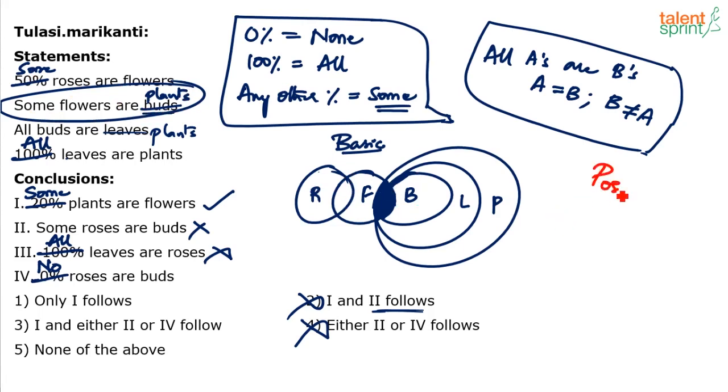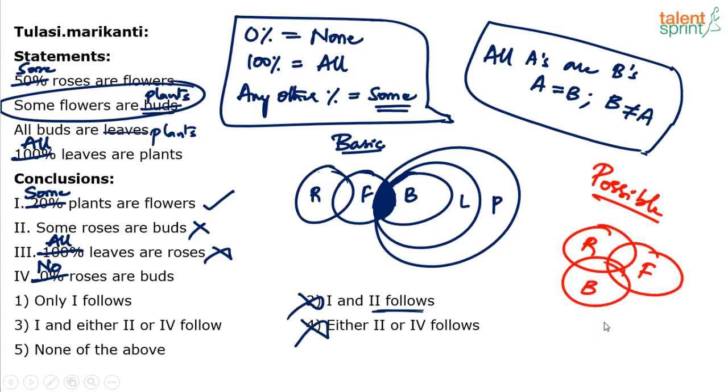But there is another way of drawing this. What does it say? Some roses are flowers. Roses and flowers. And some flowers are buds. Can you not draw some flowers are buds in this way? Yes. Now the point to be observed is the moment you consider this possible diagram, no roses are buds becomes wrong, because some roses are buds. You see, roses and buds overlap.